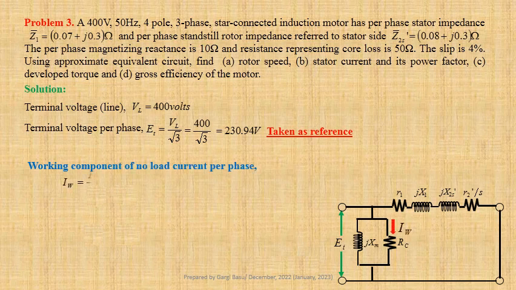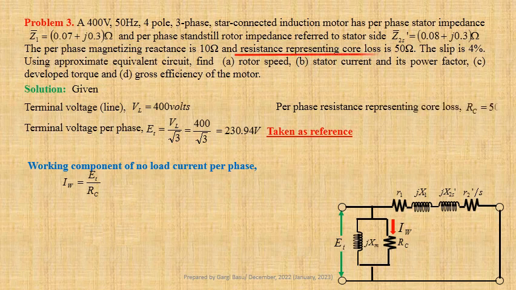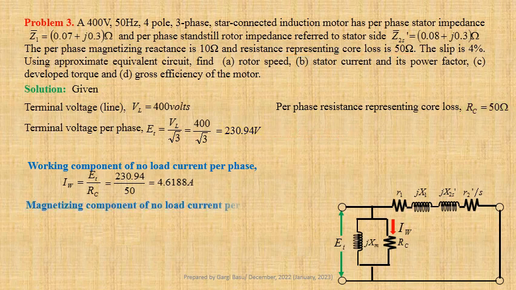IW equals ET divided by RC. Given per phase resistance representing core loss RC equals 50 ohm. Therefore, IW equals 230.94 divided by 50, that is equal to 4.6188 ampere. Magnetizing component of no load current per phase IM equals ET divided by XM.